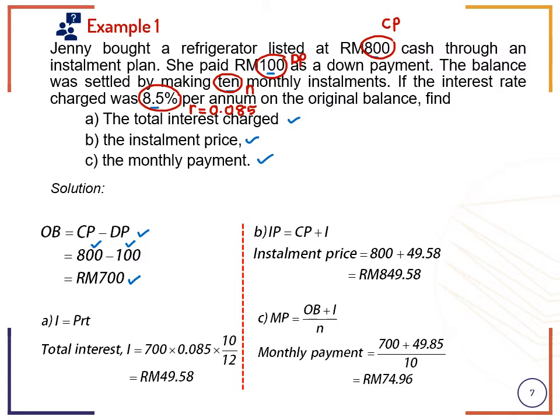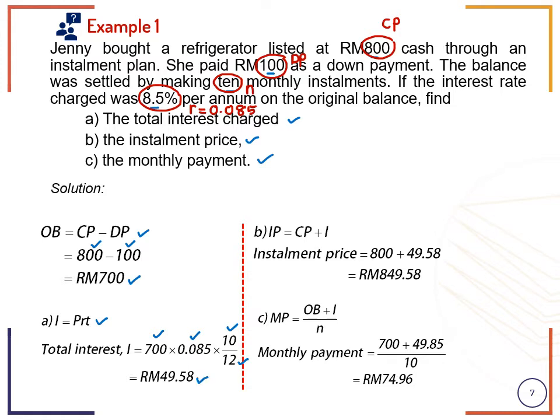To calculate the total interest charge, use this formula: I equals OB times R times T, where OB, the original balance, is 700, R is 0.085, and T is 10 months divided by 12. Therefore, the interest is 49 ringgit 58 cent.